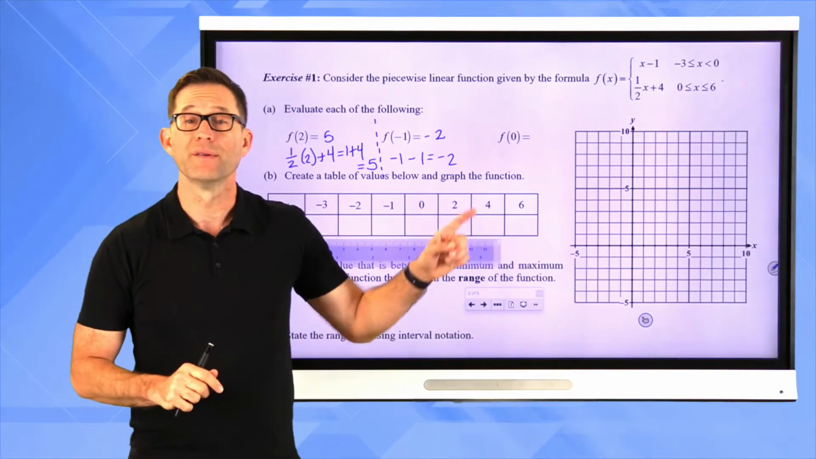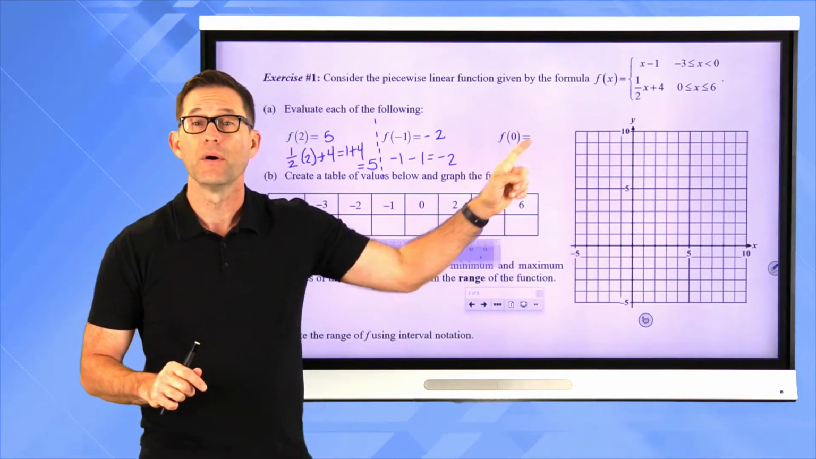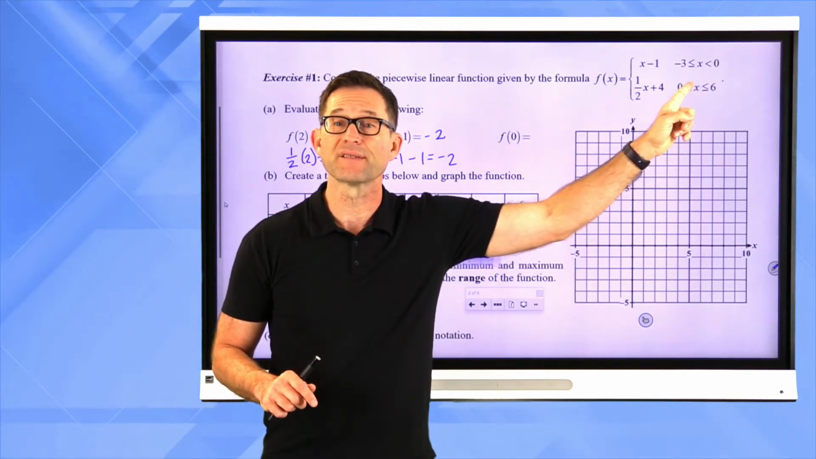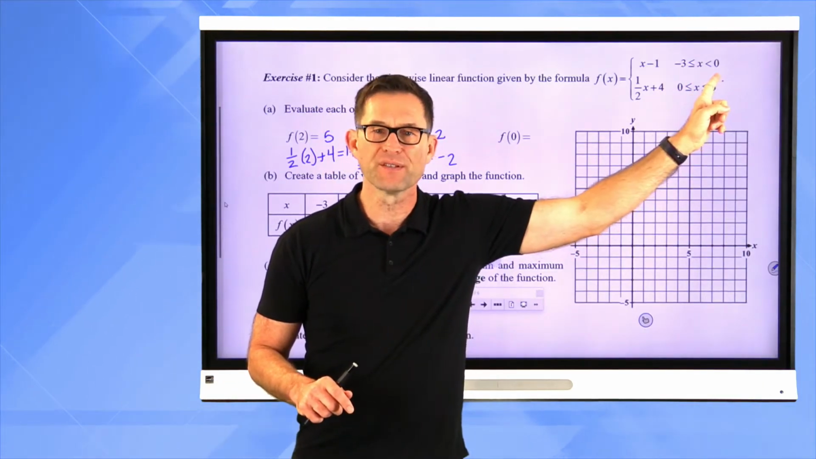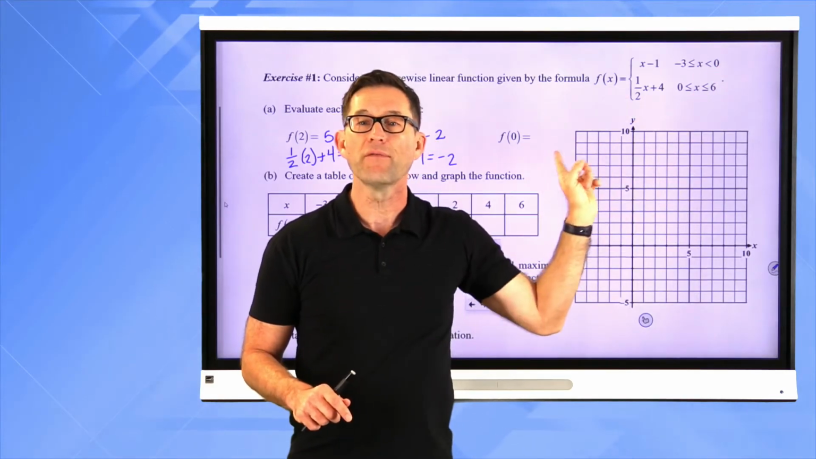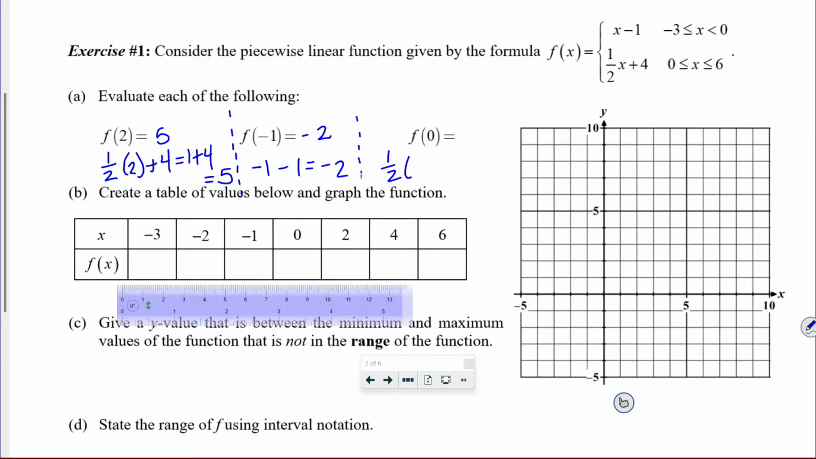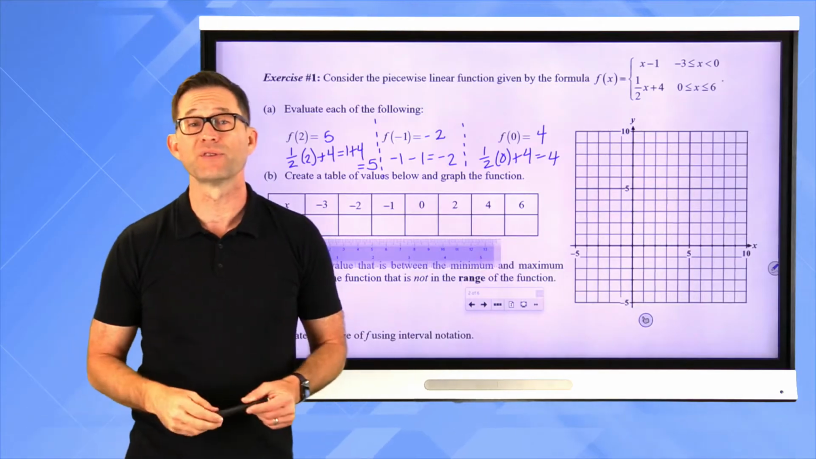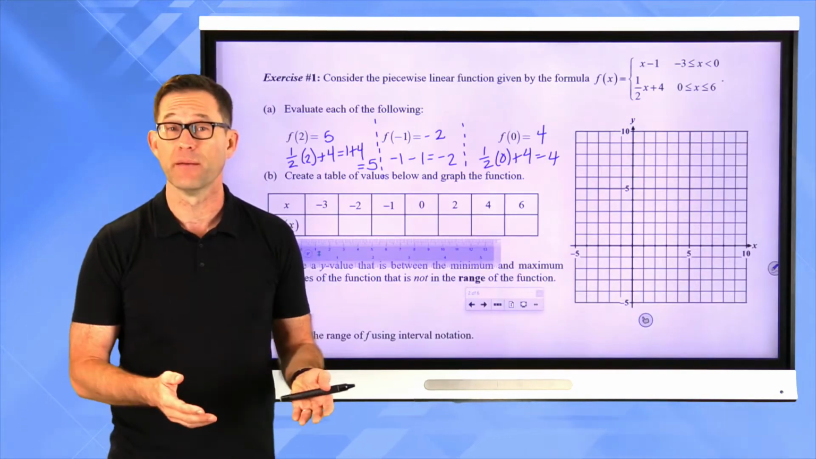Now, probably the trickiest ones are the x values that are at the cutoffs of the formulas. So 0 is either in this interval or this interval, and clearly it's in this one because this interval is x greater than or equal to 0, whereas this one is all values of x all the way up to 0, but not including 0. So for f of 0, I have to use this formula, and that's going to be 1/2 times 0 plus 4, which is going to be 4. So the first thing that you have to be able to do with any function, whether it's represented with a formula, a graph, a table, or anything else, is be able to evaluate outputs for given inputs.